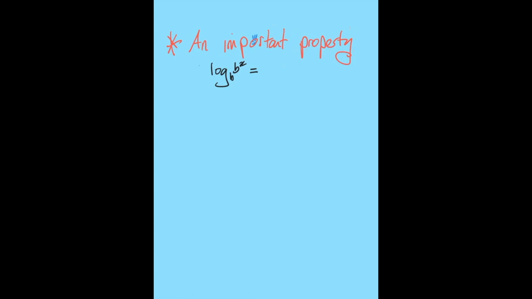Another important property of logs is that log base b of b to the power of x is equal to, well, let's have a look at that. If we were converting that to exponents, we're saying what power of b will give us b to the power of x, and it has to be x. So let's have a look at that with another example. What is log base 3 of 3 squared? Well, it's asking us what power of 3 will give us 3 squared, and it has to be 2.